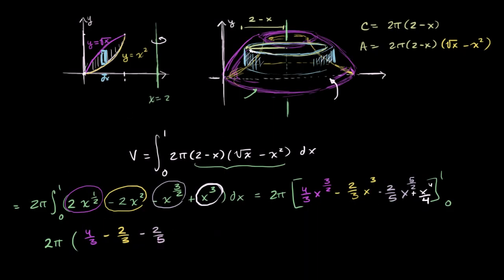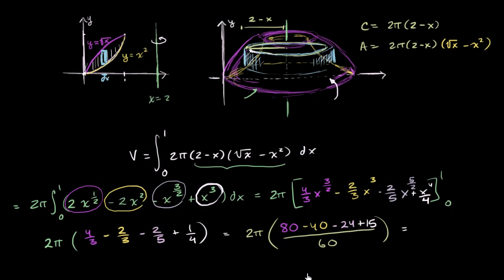And the least common multiple right over here looks like 60. So we're going to want to put all of this over a denominator of 60. So it's going to be 2 pi times all of this business over a denominator of 60. And 4/3 is the same thing as 80 over 60. Negative 2/3 is the same thing as negative 40 over 60. Negative 2/5 is the same thing as negative 24 over 60. And then 1/4 is the same thing as 15 over 60.